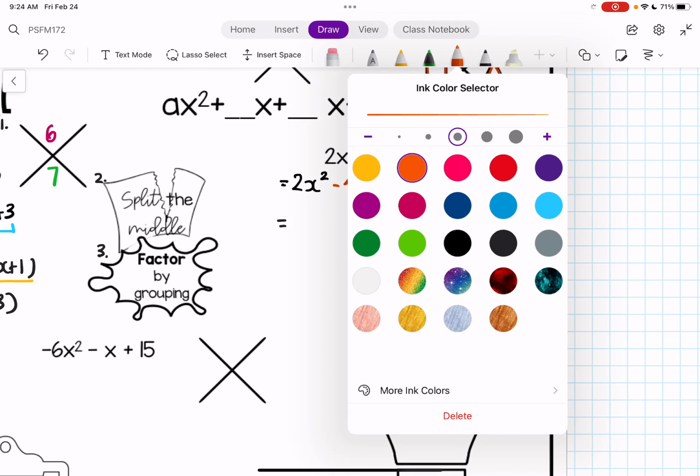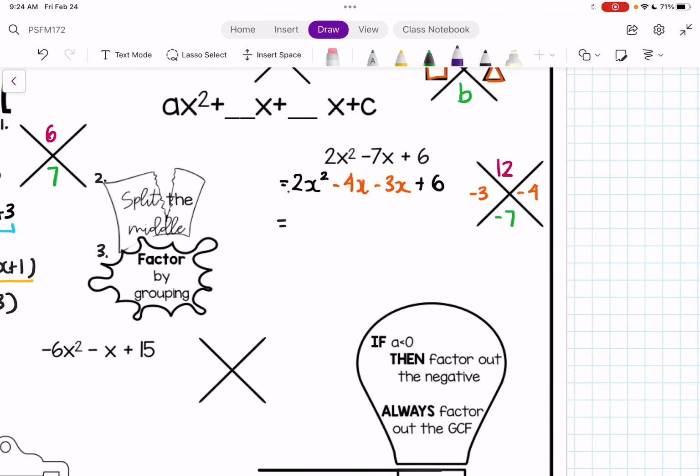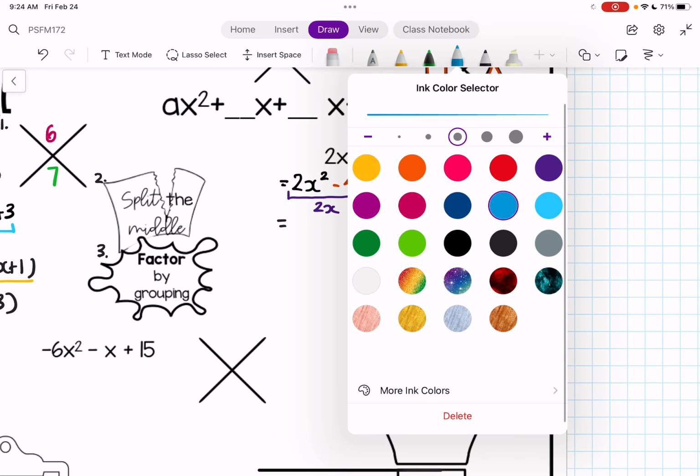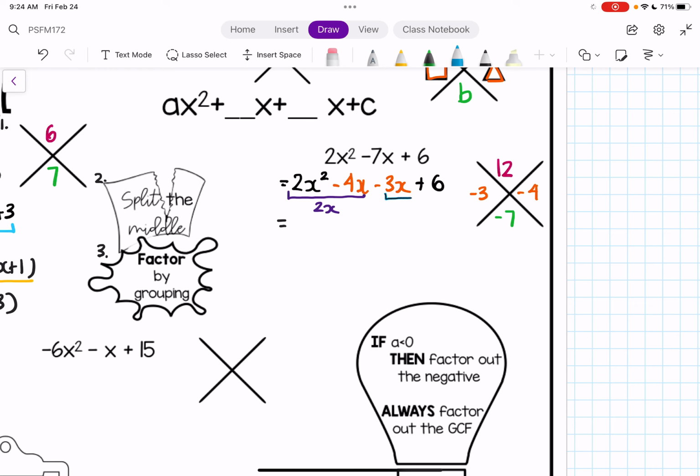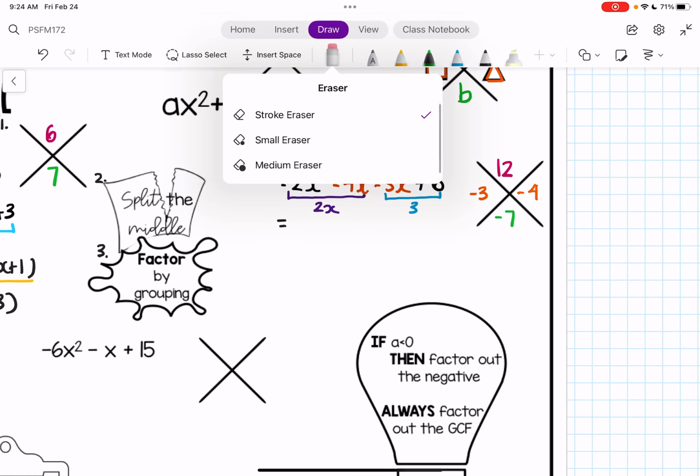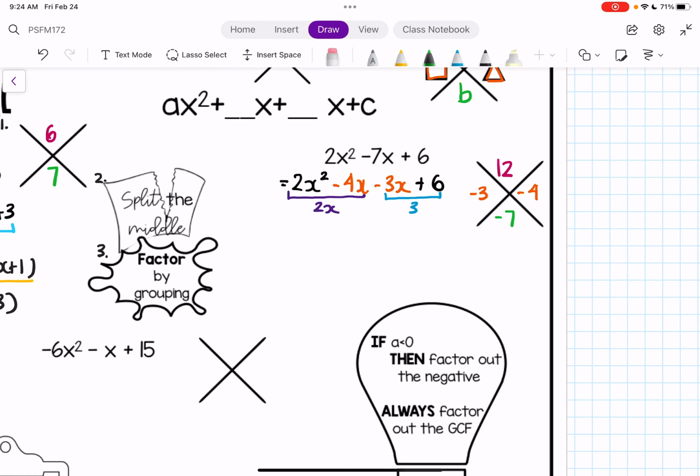From our first two terms, we can see 2x is common. And in the next two terms, we have 3 is common. You don't need to write those little numbers at the bottom. I'm doing that for those of you who need help seeing it. But if you can already see it, then you can go straight down and just do your factor by grouping.